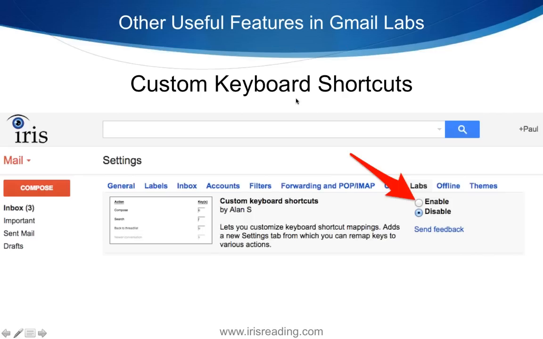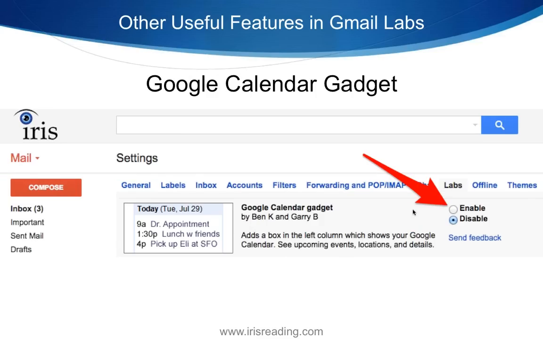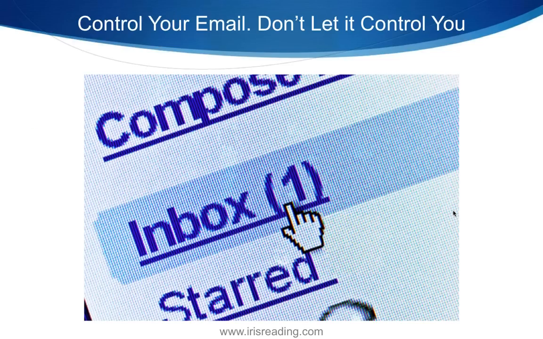You can enable this custom keyboard shortcuts feature, again in Gmail Labs. Just click enable, and you can enable whatever you want. If you want A to archive emails, then you can do that. Another useful Gmail Labs feature is Google Calendar Gadget. If you want to be able to look at your calendar within your email, you can actually enable that. Again, that's in Gmail Labs. You just hit enable, and that will show your calendar inside of your Gmail.